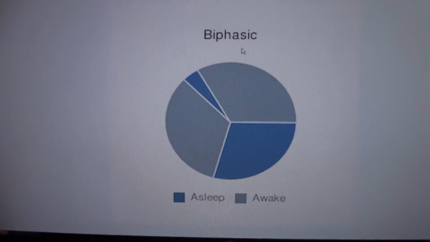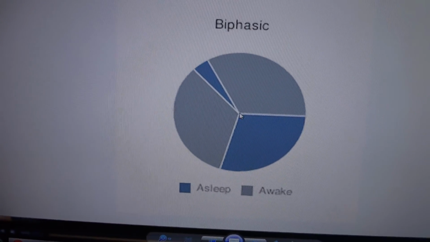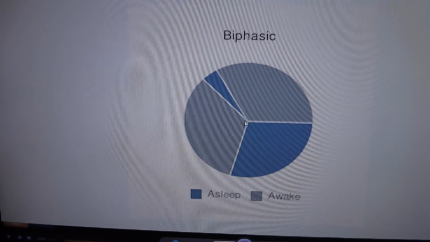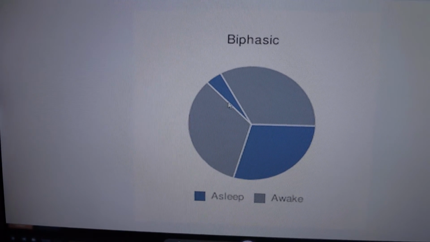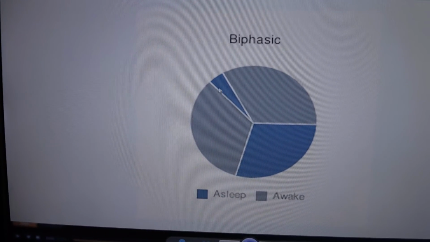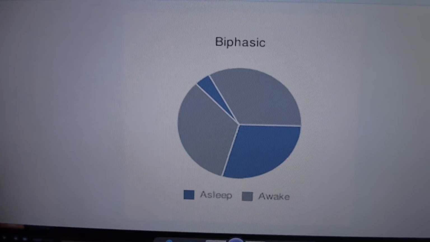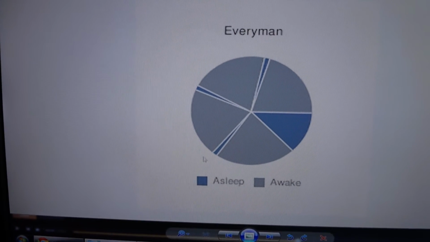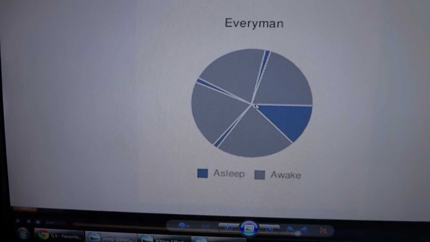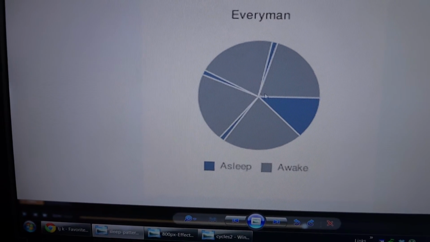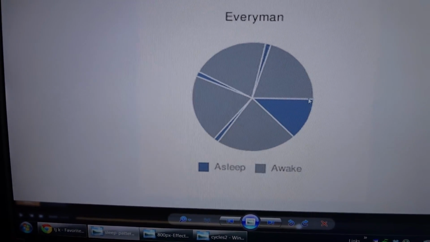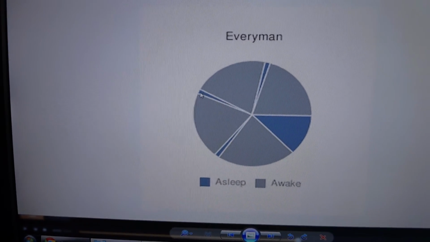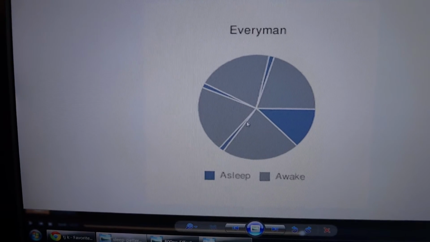So biphasic is the next one. That's basically where you cut down some of that time where you're asleep for a long time, and you compensate for it by sleeping for a shorter period sometime later on during the day. The next type of polyphasic sleep is the everyman. The most common form of everyman is where you cut that bigger block of time where you sleep down even more, and you make up for that by sleeping multiple times throughout the day, having multiple naps.